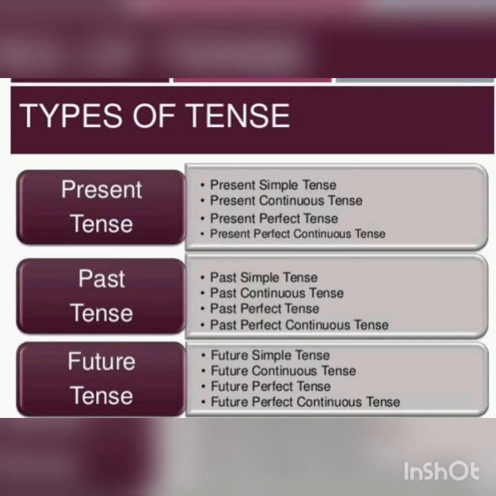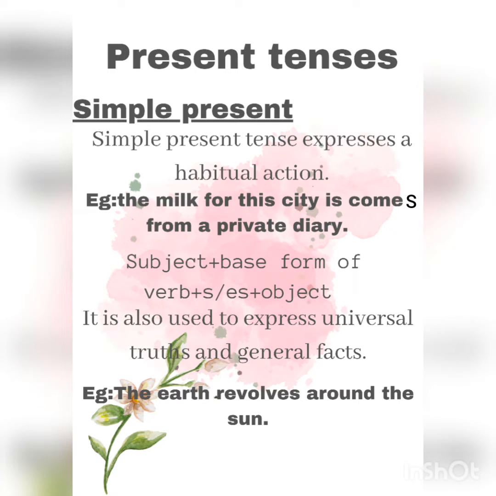Present tense is classified into four types: simple present, present continuous, present perfect and present perfect continuous. And the past tense is classified into four types: simple past, past continuous, past perfect and past perfect continuous. And the future tense is classified into four: simple future, future continuous, future perfect and future perfect continuous. And the first one is present tense.